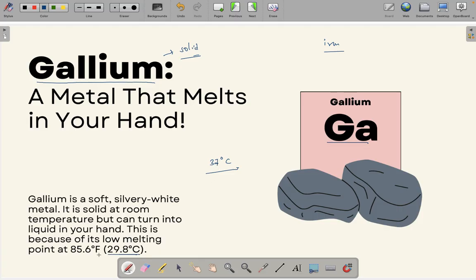Now this is much higher than the melting point of gallium. If you keep it in your room at 25 degrees Celsius, which is below the melting point, it will not melt, because it melts at 29.8 degrees Celsius. It will not melt when it is kept in open air inside your room. But the temperature of your hand is 37 degrees Celsius, which is much higher than the melting point of this substance. That is why it melts in your hand. So this is a metal that melts in your hand. You can remember this as an exception.